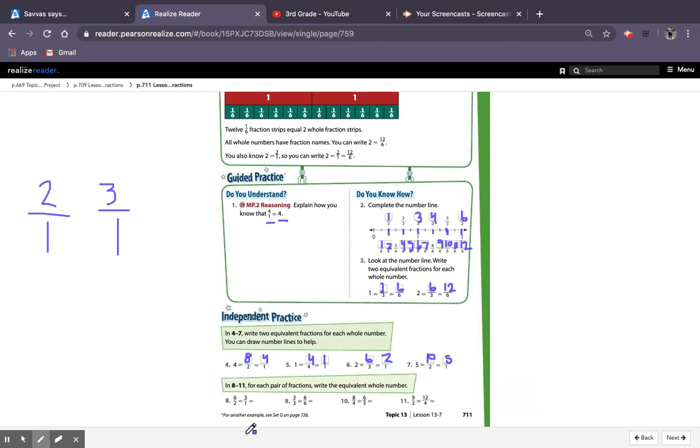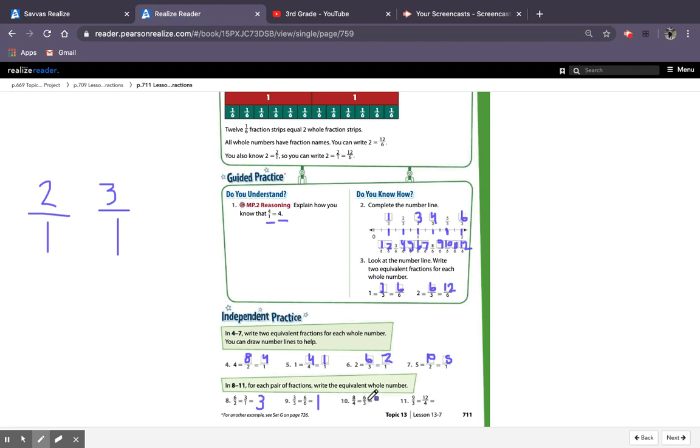For the bottom part down here, it says for each pair of fractions, write the equivalent whole number. So our answers for these should just be whole numbers. It's one number, like 1, 2, 3, 4, 5. 6/2 and 3/1. I know without even looking at the 6/2 that 3/1 tells me that my whole number for this is 3. 3/3, 6/6, matching numerators and denominators, that's equal to 1.